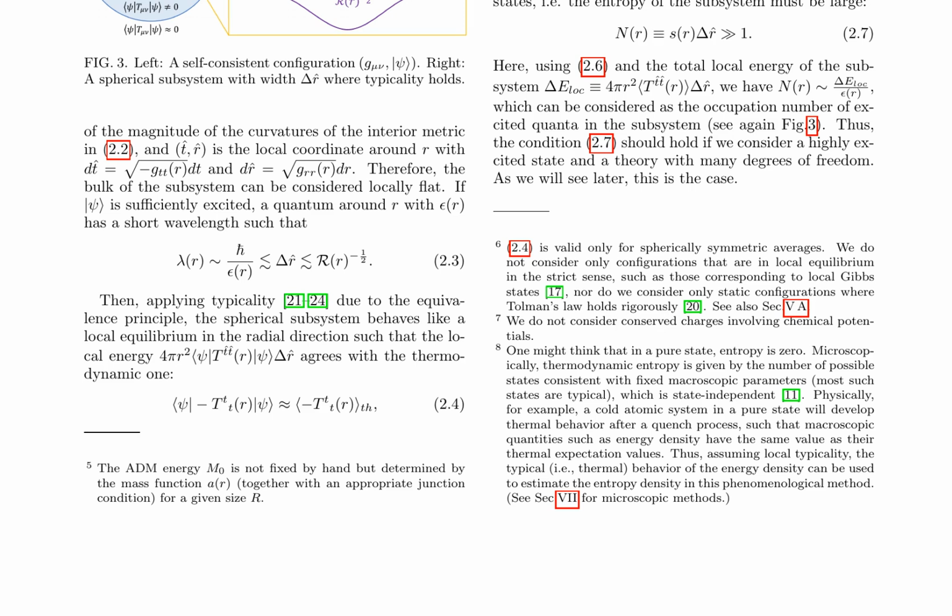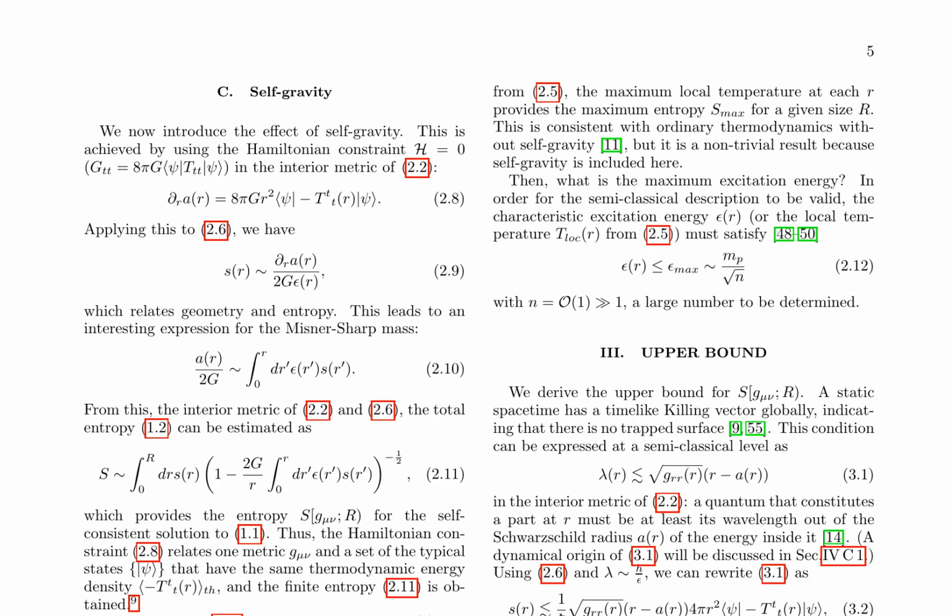static configurations. The authors also explore the connection between the local temperature, T(log R), and the thermodynamic energy density, given by a function of T(log R). This connection enables an estimation of the entropy density, S(R), and has implications for the microscopic analysis of the system. The Hamiltonian constraint, H equals 0, is employed to account for the effect of self-gravity, yielding an intriguing expression for the Misner-Sharp mass and an estimate of the total entropy.